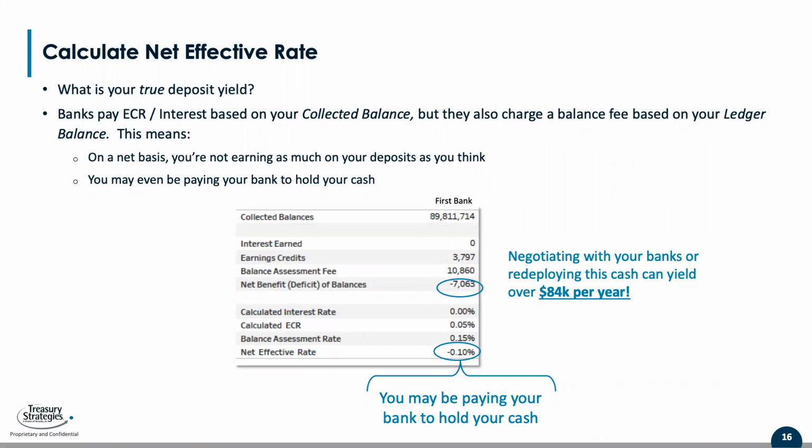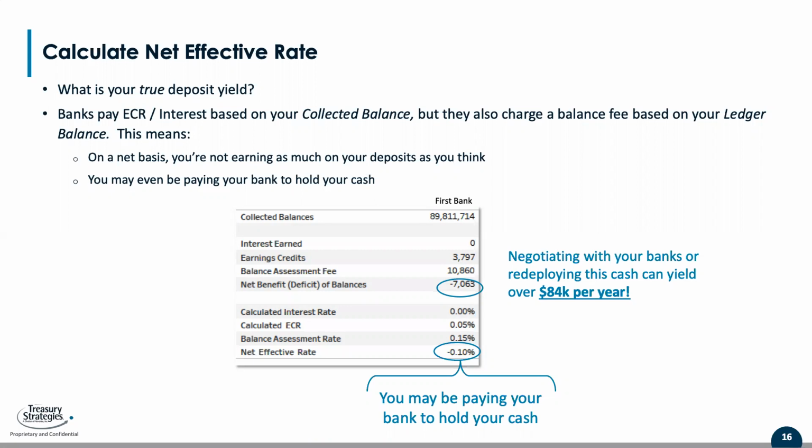Next up, net effective rate. This one is often overlooked by folks as a part of their bank fee analysis, but is one of the more powerful types of analysis that you can do on a monthly basis. What this is understanding is the true yield on your deposits. While folks really do pay a lot of attention to the earnings credits that they're getting or the interest they're receiving on their accounts, it's often overlooked that for most banks, at least in the U.S., you're also most likely paying a balance-related fee as well.